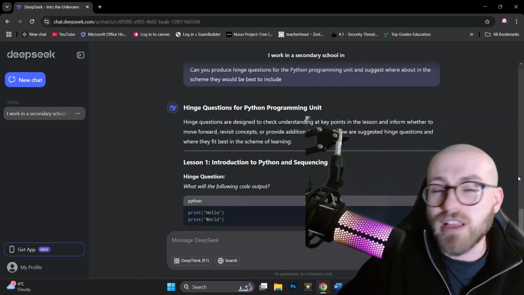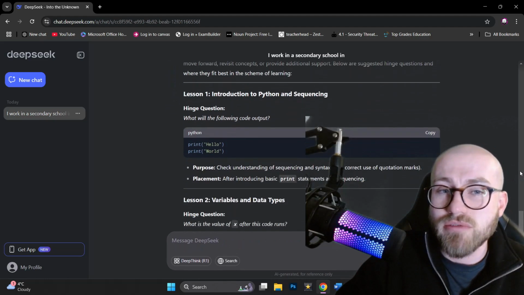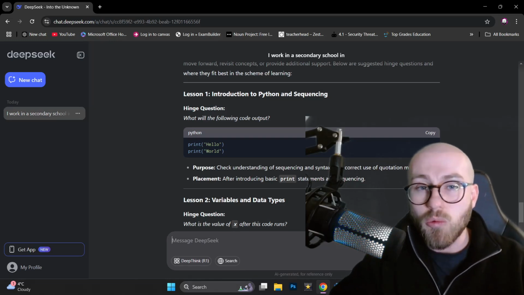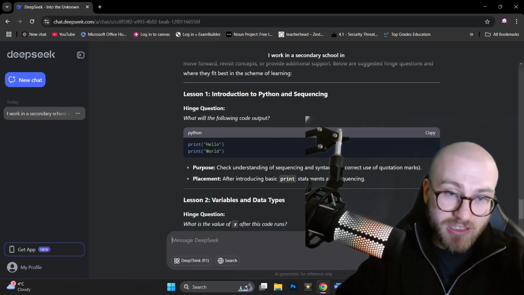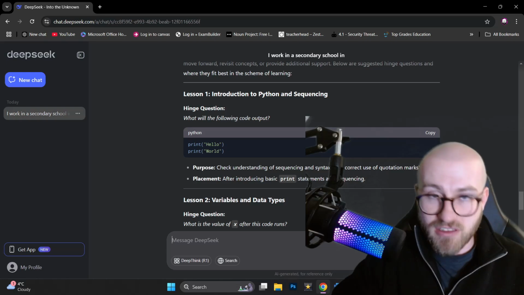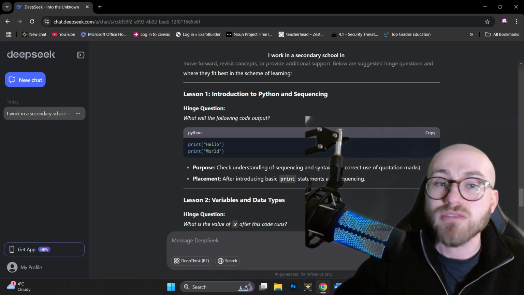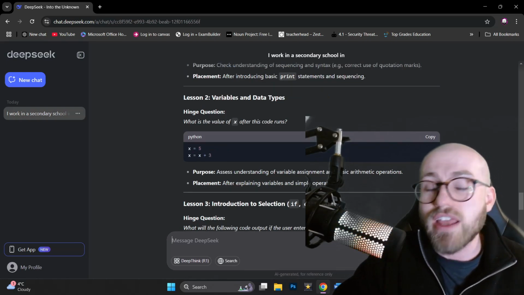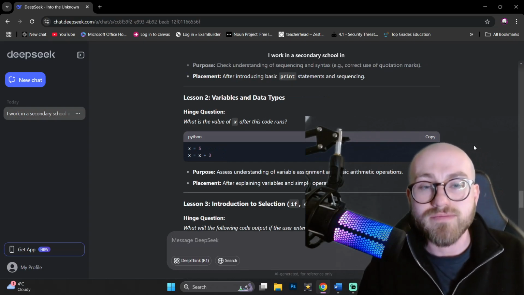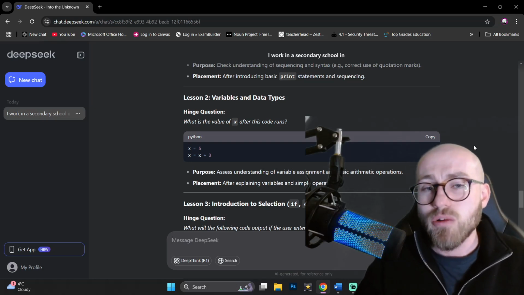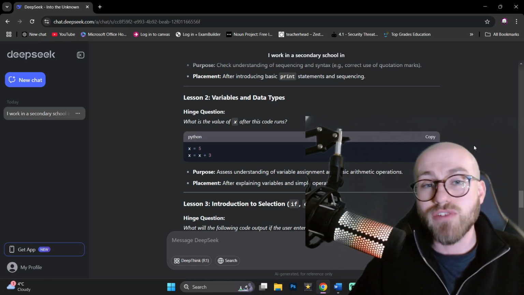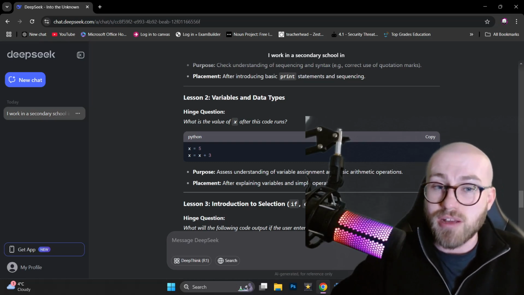It did explain to me what a hinge question was, which I already knew. But then you've got lesson 1, there's a hinge question saying, what will this output? Meaning if they don't understand what that would output, then they've missed the point of the lesson. So you would probably have to redo some of that lesson again until they've definitely got it. It's done one for each of the lessons. So in other words, they've tried to summarize what that lesson was about, what they should definitely have gotten out of that lesson, and if they don't, then they can't move on. And it's given me some really good examples there.